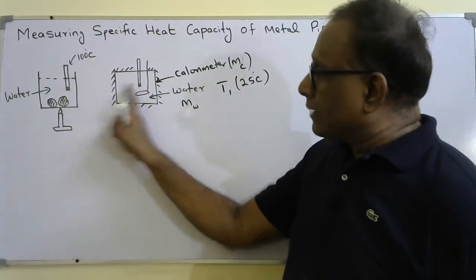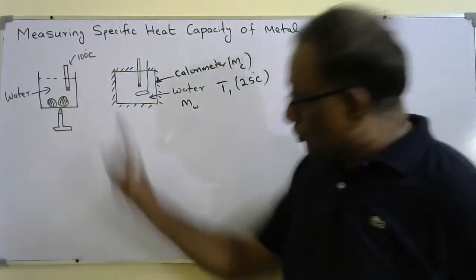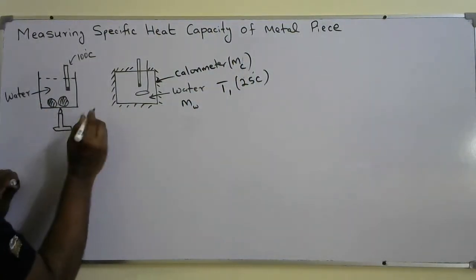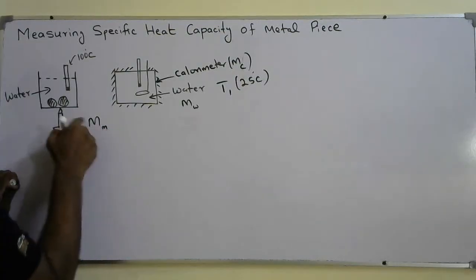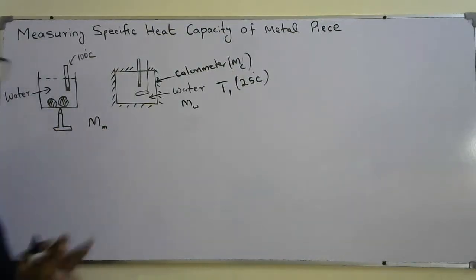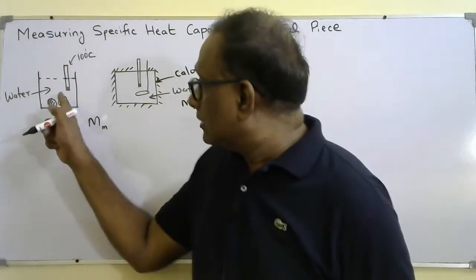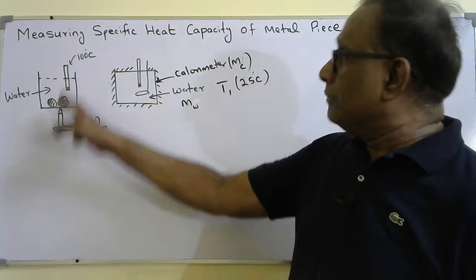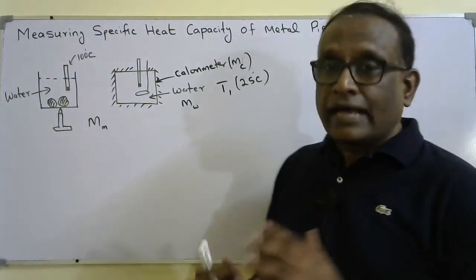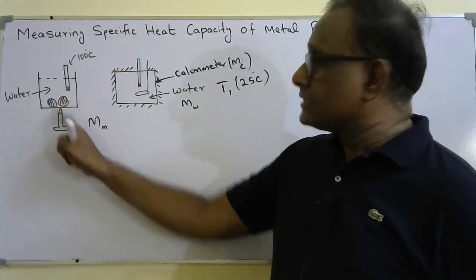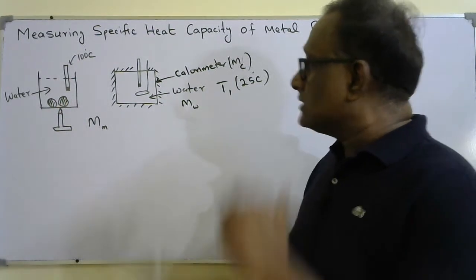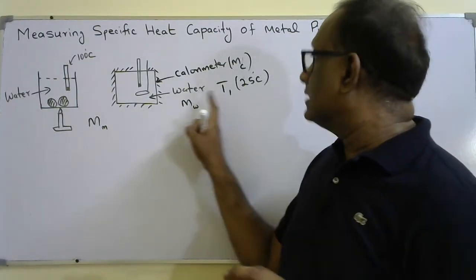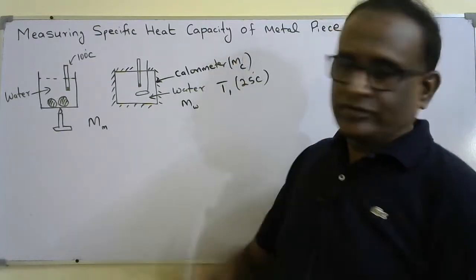Now what's happening? These metal pieces are at a higher temperature. You must know their masses, the total mass of the metal pieces. We should know that before putting them into the water; you would have measured it. Now when the metal pieces are transferred to the water, there will be heat flow because the metal pieces are at a higher temperature, 100 degrees Celsius. The water and the calorimeter are both at a lower temperature, room temperature, maybe 25 or something like that.